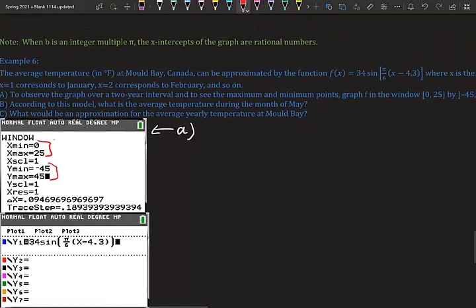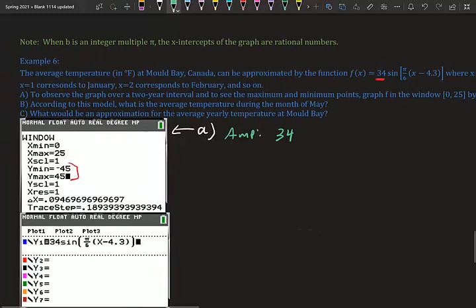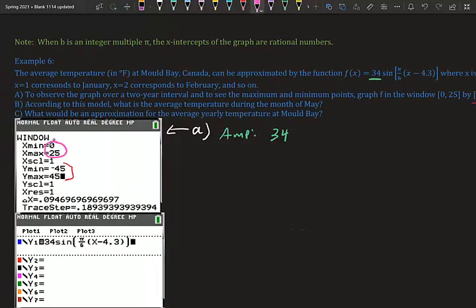Well, I would choose negative 45 to 45 because the amplitude is 34. So 45 gives me just a little bit of extra room to see the full graph. You could also do 40. If it didn't tell us to use negative 45 to 45, I would have used 40 because it's close to 34, but that's why they chose 45 because it's close to the amplitude and it gives you a little bit of extra space in the window. They're going to give you part A, and that's just telling you how to adjust your window. That's all.